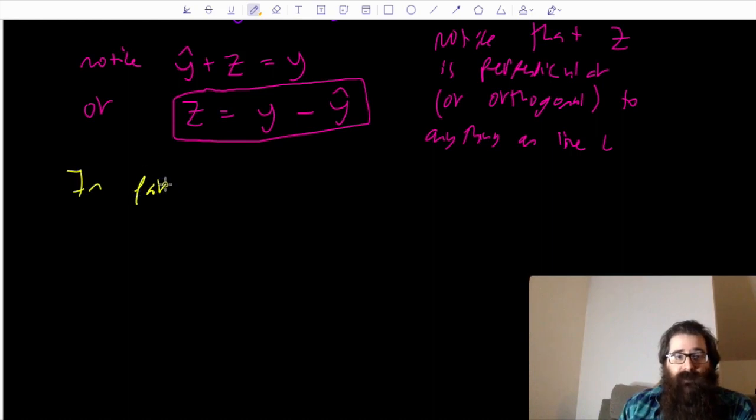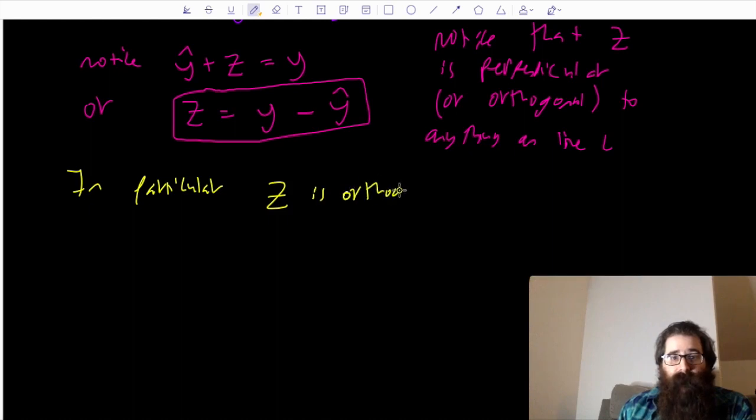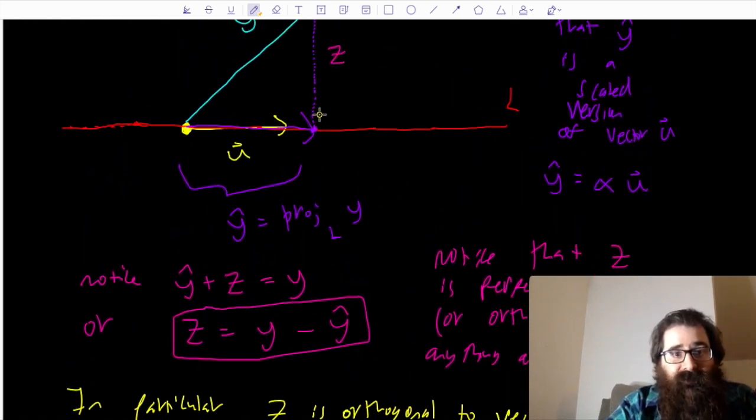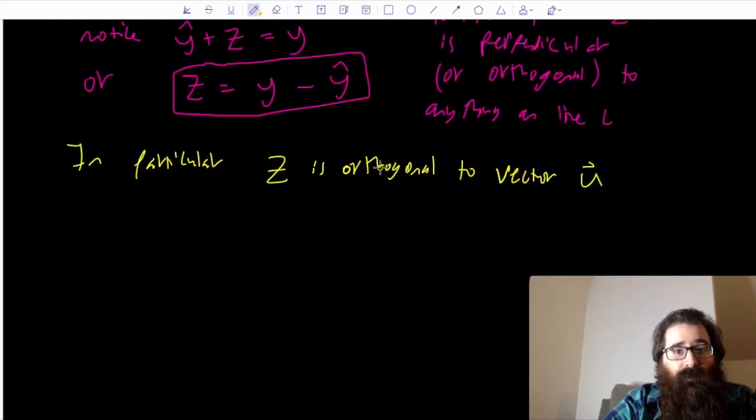So we'll say in particular, z is orthogonal to vector u. Since my vector u is also on line L, that z and vector u are going to be orthogonal vectors. I can see it visually, but really anything on this line L is going to be orthogonal.